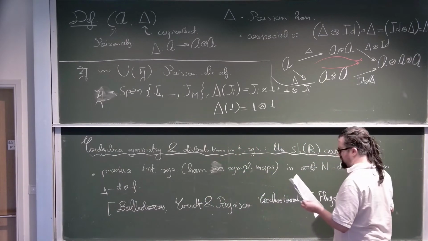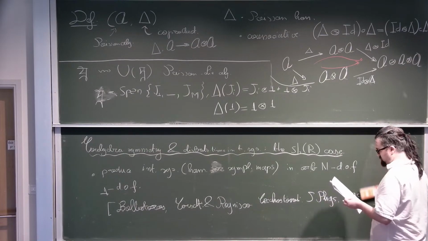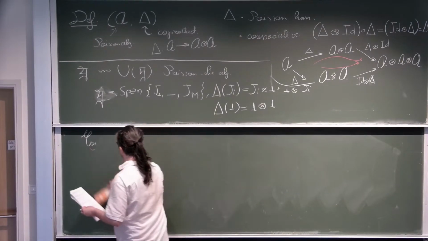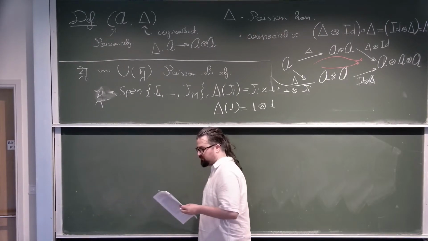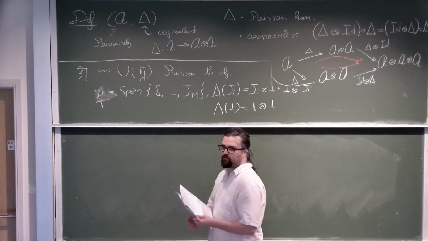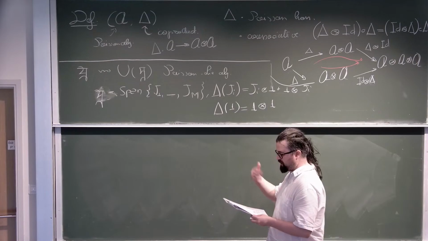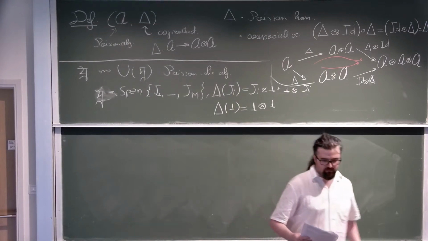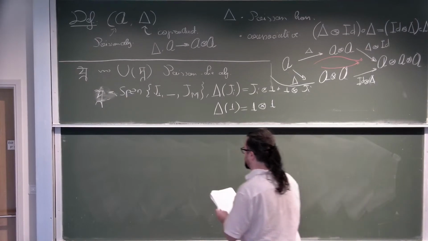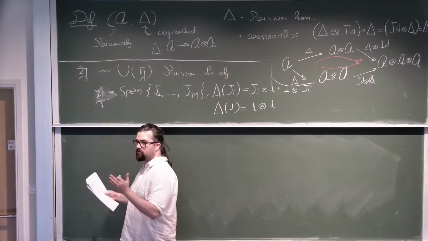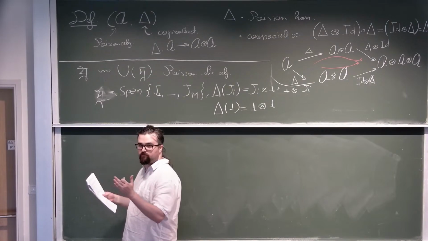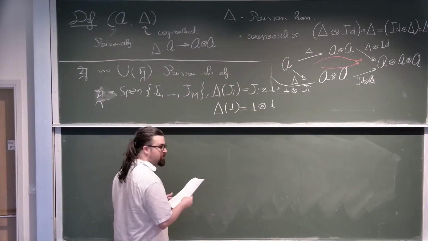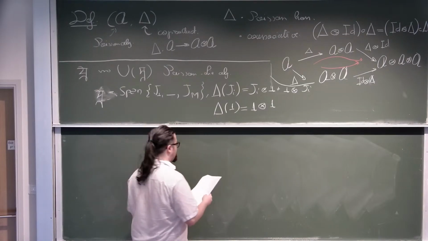So let us go to the next step, which is to iterate the coproduct. So we want to define higher coproducts which have the same properties, but we will end up in some tensor product of the algebra times itself m times. And this is why we will go from one dimension to n dimensions, because this is the key step.